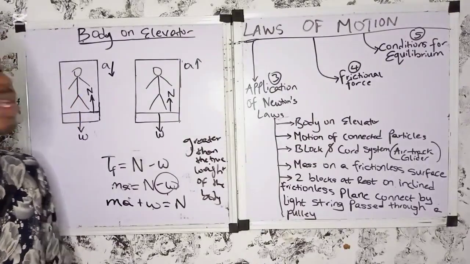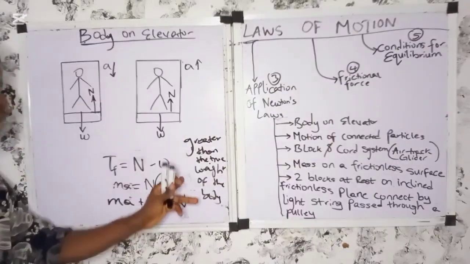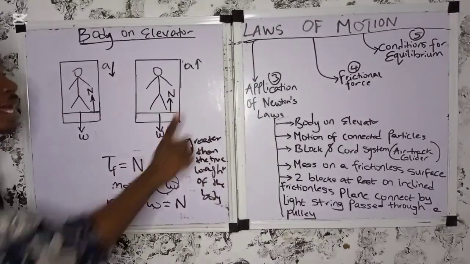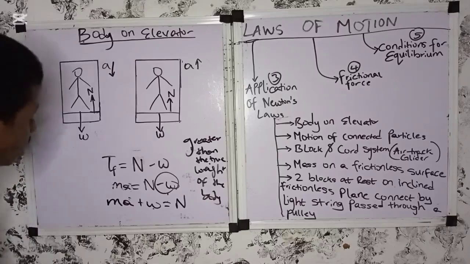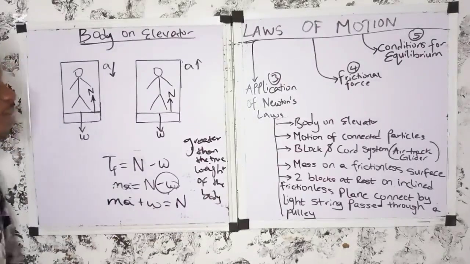This is because the scale is moving upward, and because the acceleration is positive. Okay, so you see it here. So that is just it.